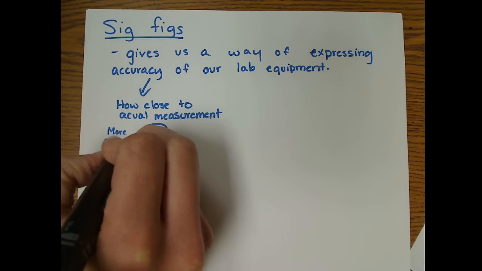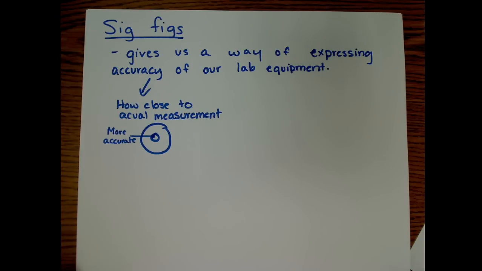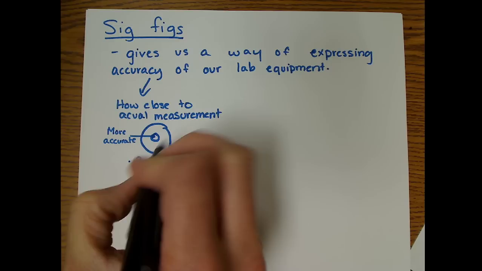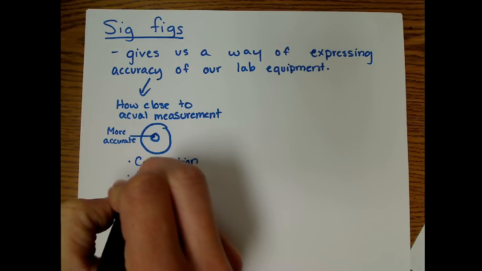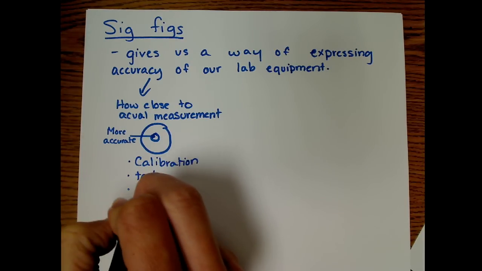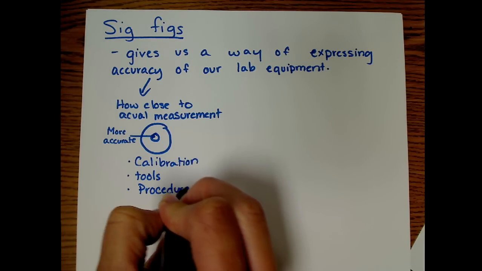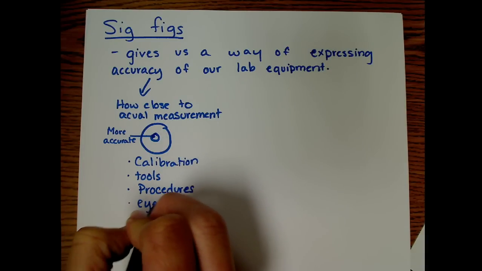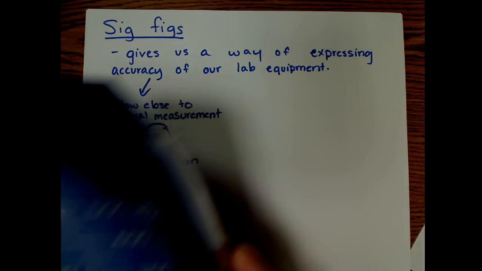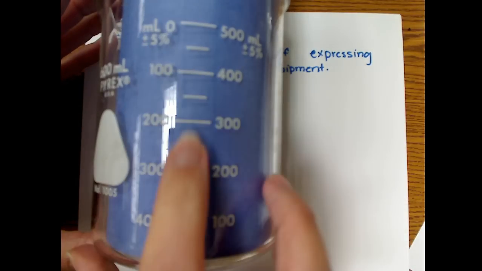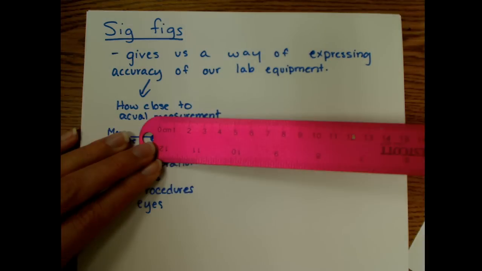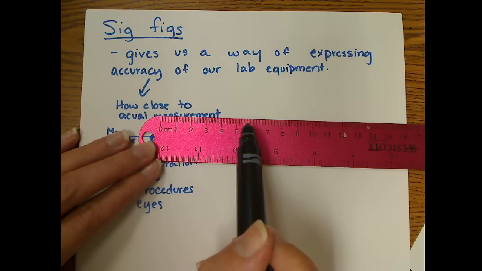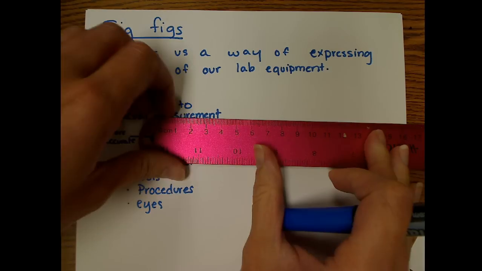Now, some factors in our lab that affect accuracy are we can think about calibration, the tools that we're actually using, any procedures that we're doing, and of course, one thing that we never think about is our eyes, okay? So if I look at this piece of equipment, it has various lines on it, okay? They're far apart. They're not as accurate to give us an actual reading. Whereas if I look at this, I'm more accurate here because I have more lines. So it also can depend on the piece of equipment.